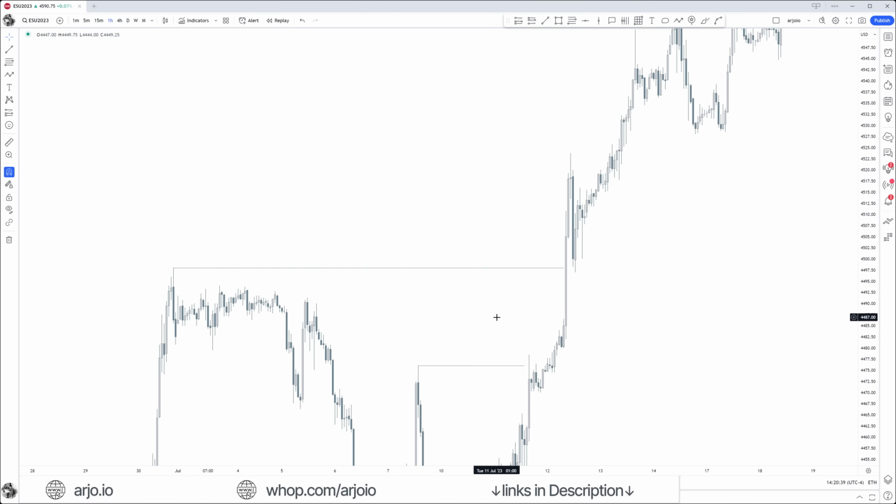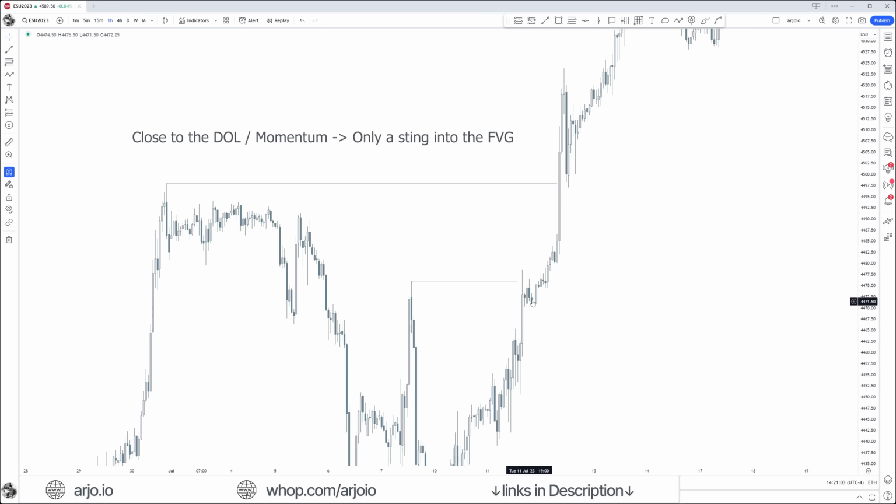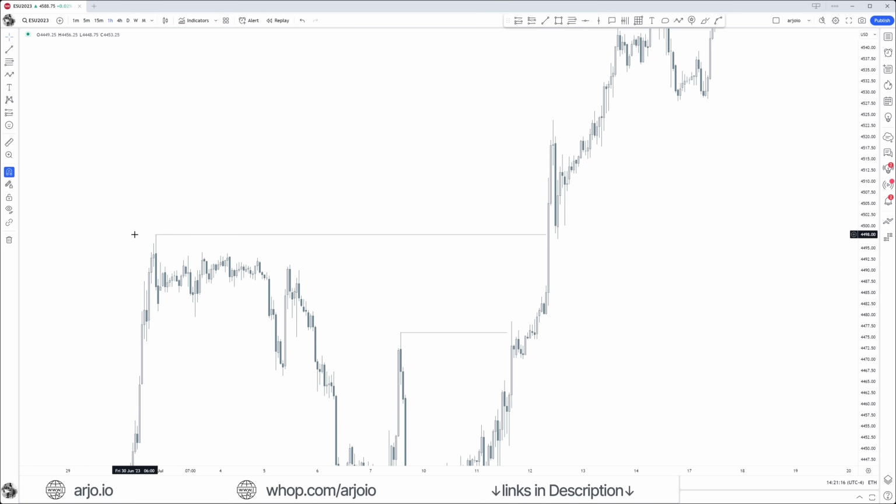Now, why didn't we respect this fair value gap right there? And this is where the part comes in that we just talked about. When I expect a sting, we haven't taken the drawn liquidity just yet, and we are close to the drawn liquidity, just like you saw here. Close to the drawn liquidity, only a sting, and we move higher. Right there, we have taken the drawn liquidity.